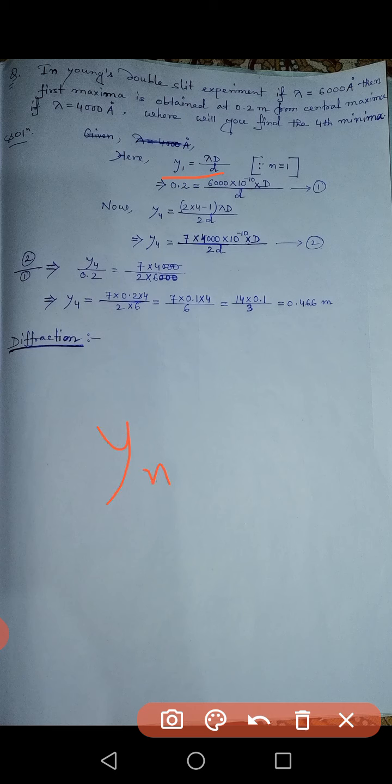yn was equal to n lambda D by d. Here first means n will be 1, so I wrote y1, and this n is also 1, so we get this. This y1 is given as 0.2 meter. Lambda is given as 6000 angstrom, so I made it 6000 into 10 to the power minus 10 meter. D and d remain as they are, as the values are not given. This is equation number 1.